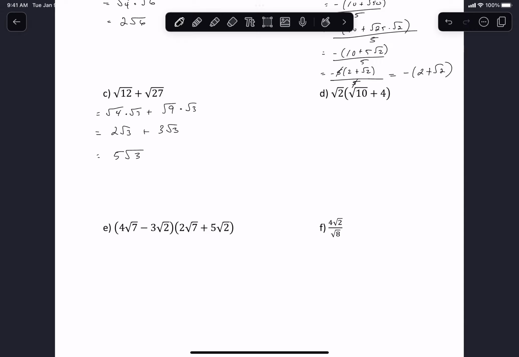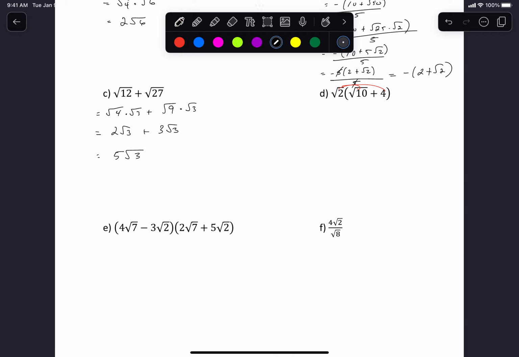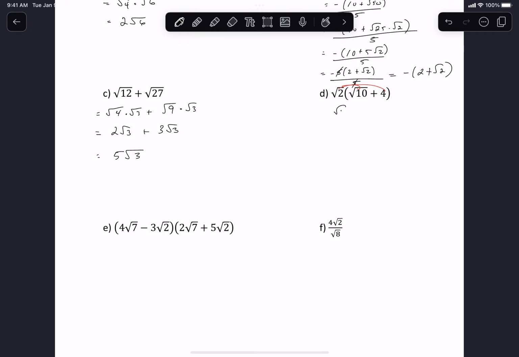Okay, for question D, it's like the distributive property, right? So I can just take what we would say the coefficient and distribute it in, and what we're going to get left with is root 20 plus 4 root 2. And root 20 can be broken down into root 4 times root 5 plus 4 root 2. And so we get 2 root 5 plus 4 root 2, which is all we can do.